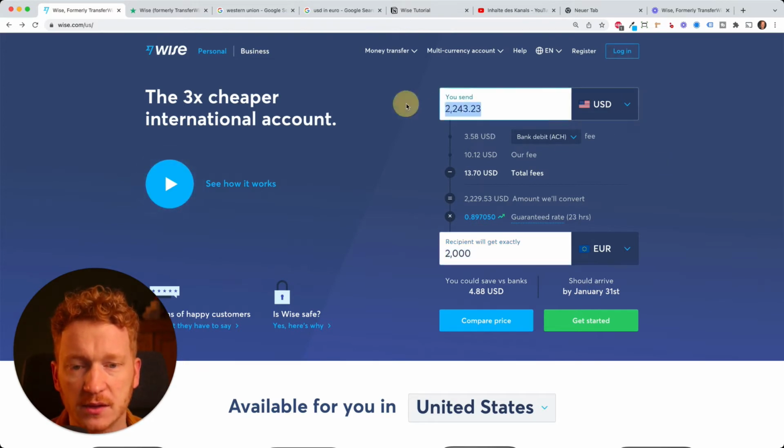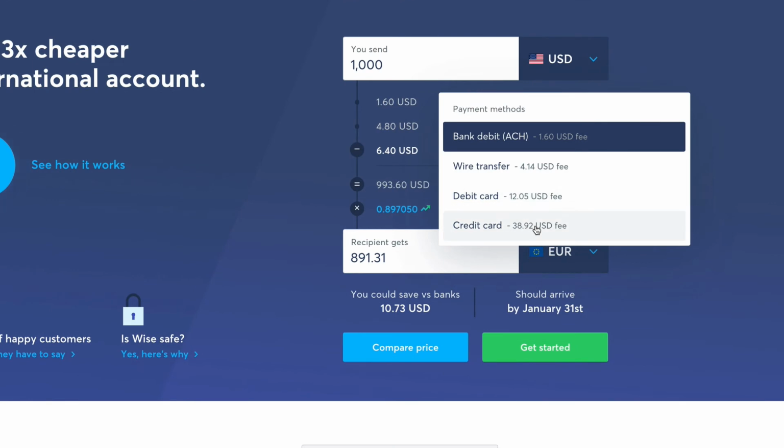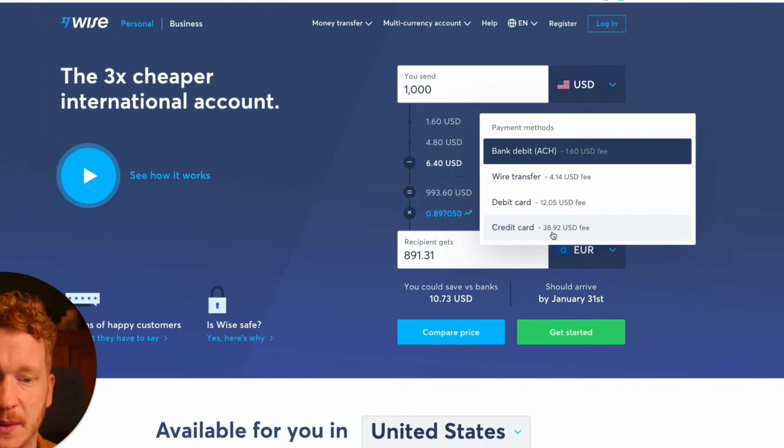If you have a lower amount than our amount right here, so for example 1,000 euros, you can also pay with debit card or credit card. But as you see, the fees are much higher because Visa and MasterCard or American Express also want their piece of the pie. And that's why it gets so expensive here.